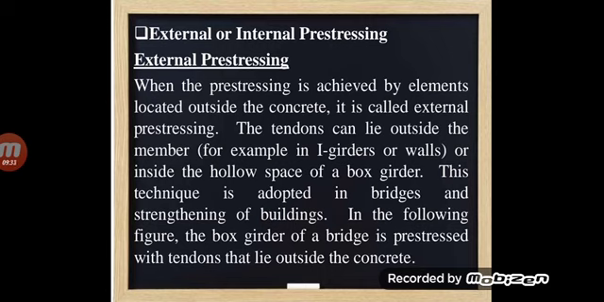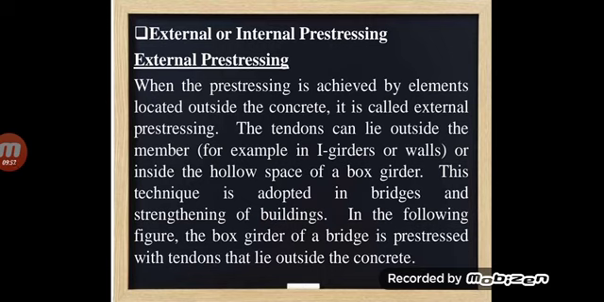Next classification is external or internal pre-stressing. In external pre-stressing, when the pre-stressing is achieved by elements located outside the concrete, it is called external pre-stressing. The tendons can lie outside the member, for example in eye girders or walls, or inside the hollow space of a box girder. This technique is adopted in bridges and strengthening of bridges.